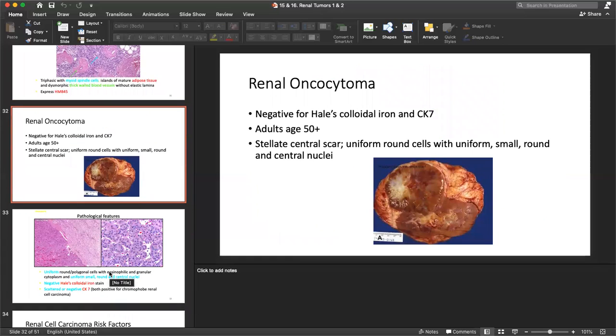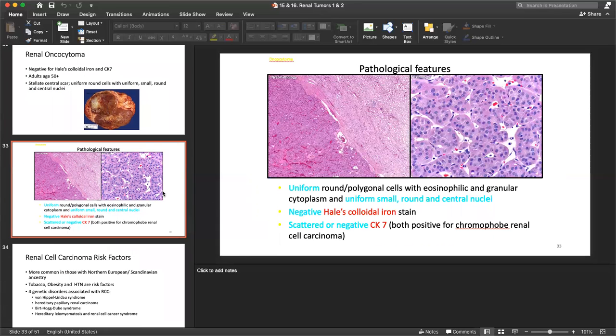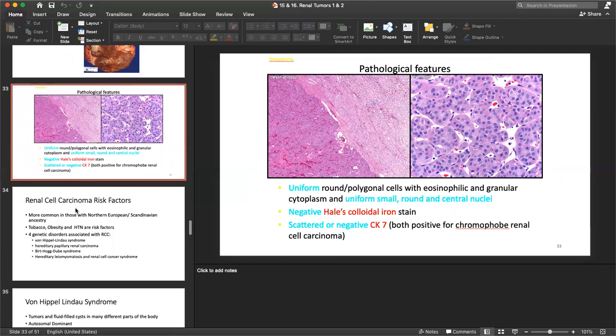Okay, renal oncocytoma is going to have that stellate scar. It's going to be uniform and round with that central nucleus. So here's our scar, the yellowish scar. It's uniform, round, small cells with central nucleus. It's negative for the Hale's colloidal iron stain, and then it's got scattered or negative CK7. And you can see how it doesn't invade.